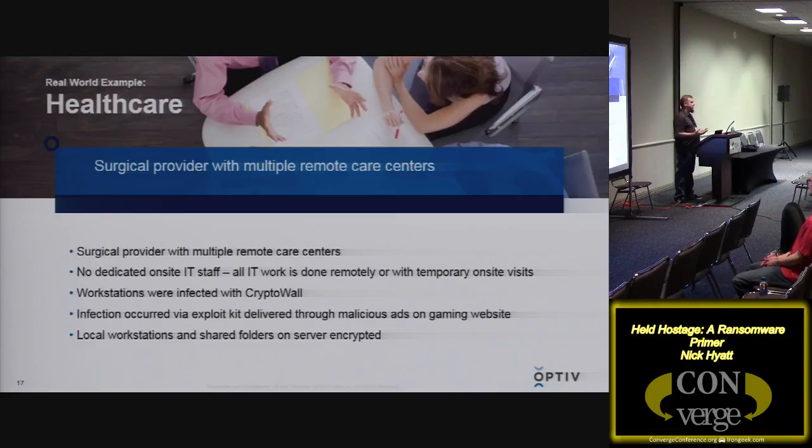So essentially what happens is that when these sites don't have IT on staff, when they get these infections, they have to report that. And then you have a delay time between the time the ticket goes in and the time that a tech is dispatched. But what we had here was a workstation infected with Cryptowall. And that infection occurred via an exploit kit delivered through a malicious ad on a gaming website. So somebody wasn't adhering to the acceptable use policy, decided to go play a couple of flash games. Unfortunately, they weren't using AppLocker internally, so any ad on that site could have been compromised. They came across a compromised one. And that ended up with the local workstations and the shared folders on the server getting encrypted.